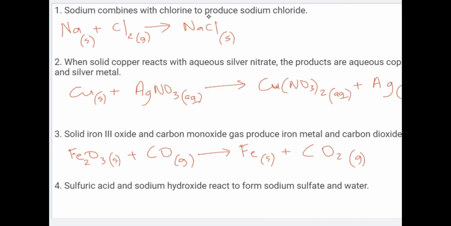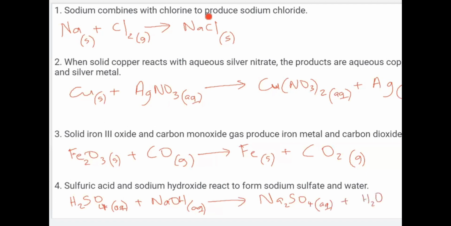All right, now next is sulfuric acid, which as we know before is H2SO4. This is aqueous. All acids are aqueous. And sodium hydroxide, that's also an aqueous solution. And it gives you sodium sulfate, so that's Na2SO4, aqueous, and water. And water is in liquid state here.